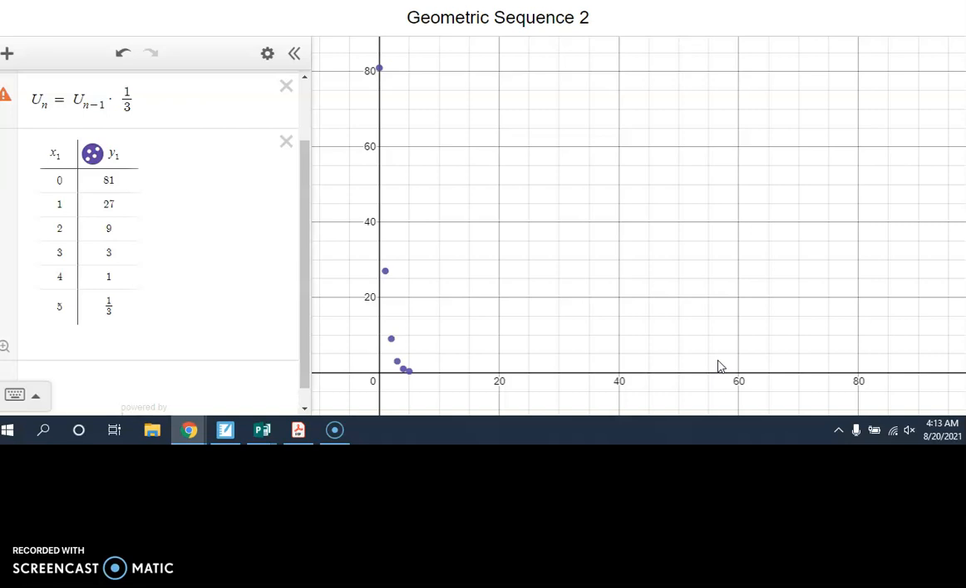I need you to understand that arithmetics are always linear. They look like a line. Geometrics are always non-linear. They're curved. They're approaching 0, but they'll never get there.